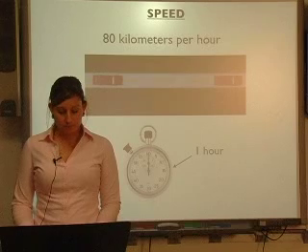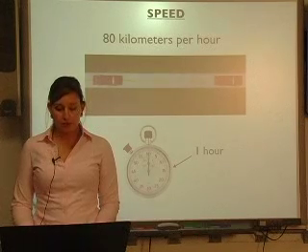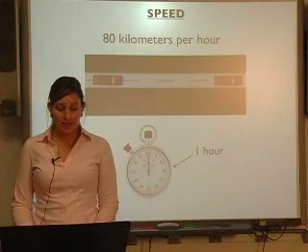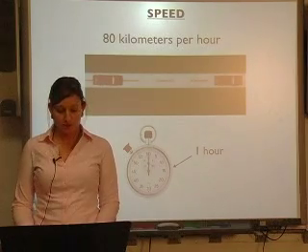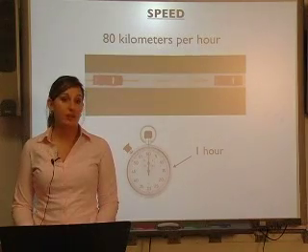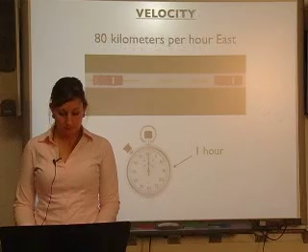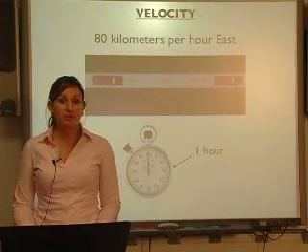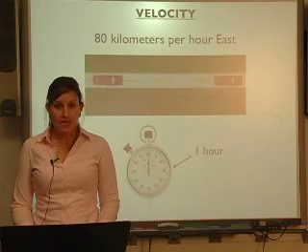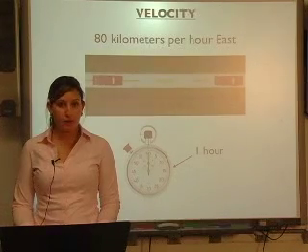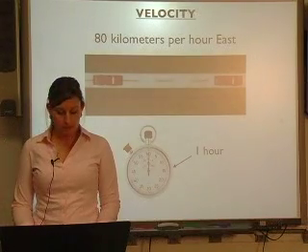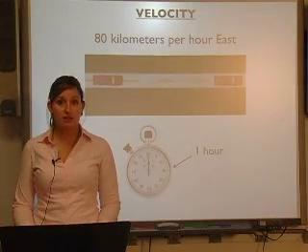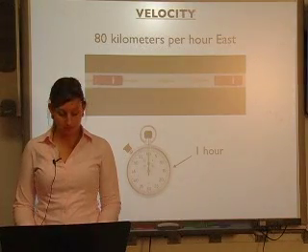It's like this. Traveling 80 kilometers in 1 hour measures speed. 80 kilometers per hour states the speed of this car. Now add a direction, and speed becomes velocity. 80 kilometers per hour east. Remember, anytime you define the direction, it's a velocity.